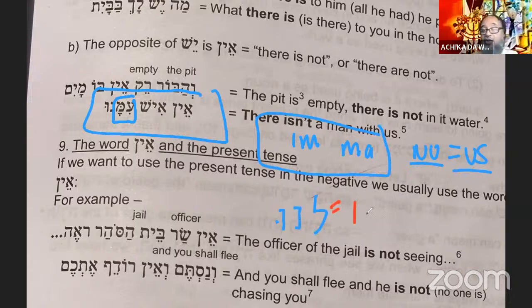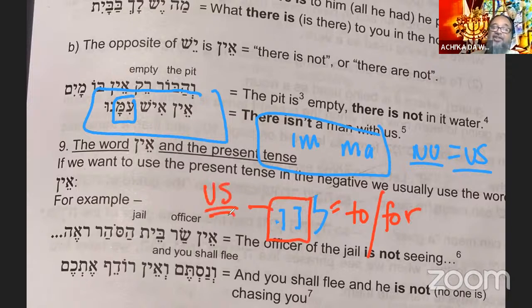Lamed is what? 2 or 4. That's what that means, and that's never going to change. And the nu is what? Us. That is us, never going to change. So I'm either saying "to us" or "for us" when I say lanu, depending on what other words are attached to that. So you're just putting pieces of a puzzle together.